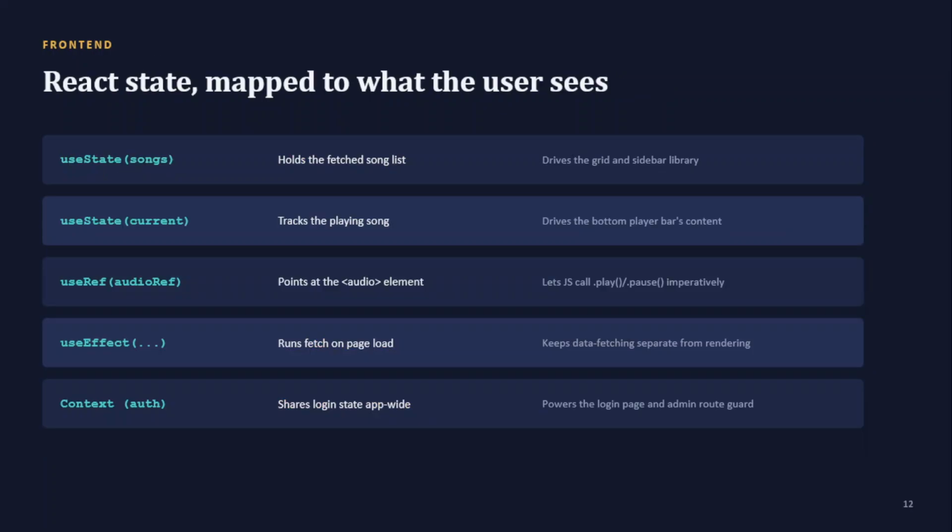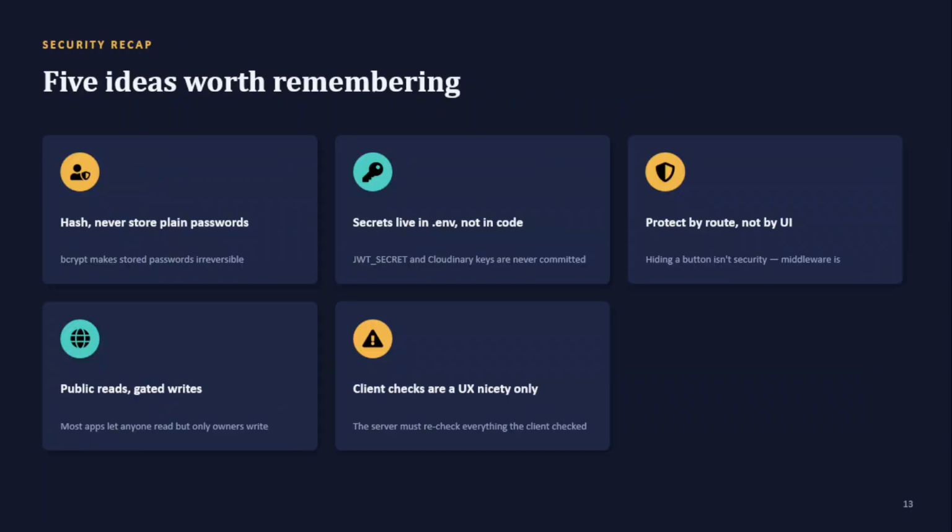Then all these are React states. We are going to look into it in depth in the code, right? So five ideas worth remembering: hash, never store a plain password. So bcrypt is an intermediary between your server and the database. Then we have secrets live in .env, not in code. Protect by route, not by UI. Hiding a button isn't security, middleware is. So we have middleware, public reads, gated writes, and client checks are only for user experience.